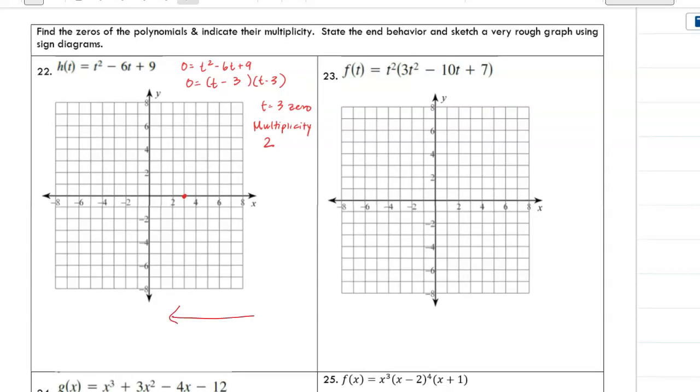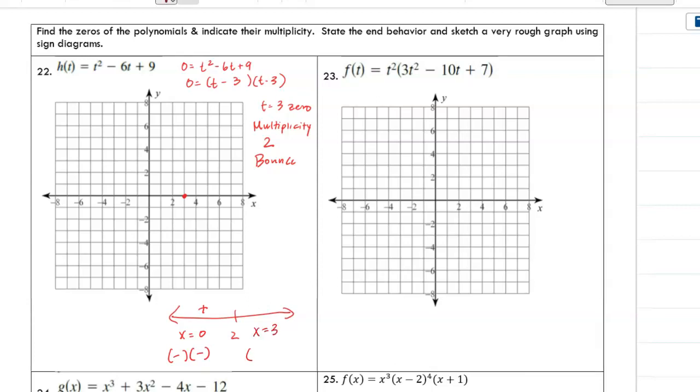Now, I'm going to use the sign diagram with 2. And we all know that 2 is a vertex. But what happens at the vertex? Polynomials. It bounces. We're going to have a bounce. And I already know this, but I'm going to test it. Okay, 0. I could do it in the factored form because the factored form encompasses all of the function. I didn't leave anything behind. So x equals 3. Try that.